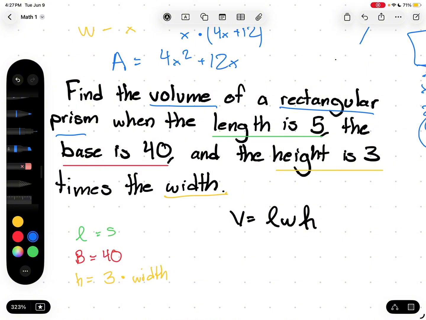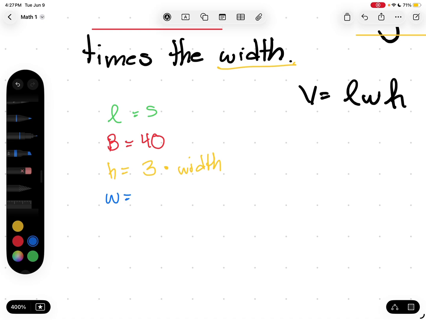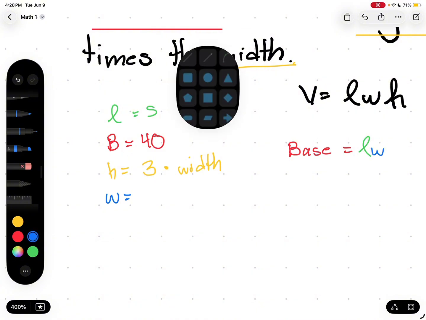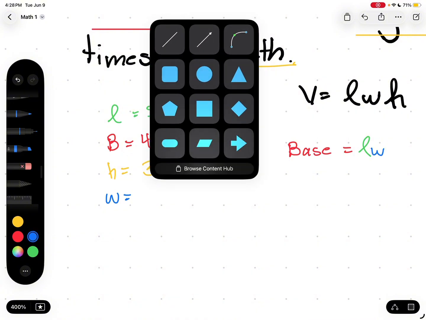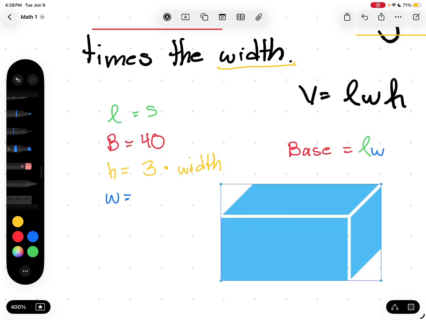But what we don't know is our width. And how do we find that out? In case you did not know, the base is going to equal the length times the width. So let's just open up a rectangular prism here. What we know is that our length is 5. So let's make this one the length. We know that our height is 3 times the width. We don't know our width yet, so we'll just put it as 3w. We'll make that this because this is our height.